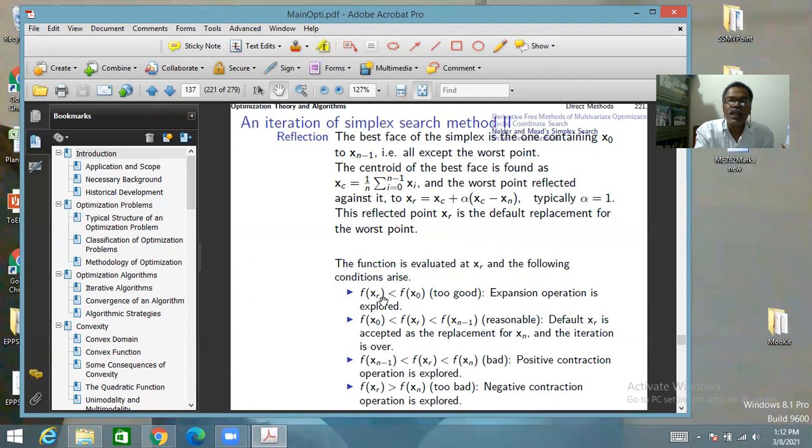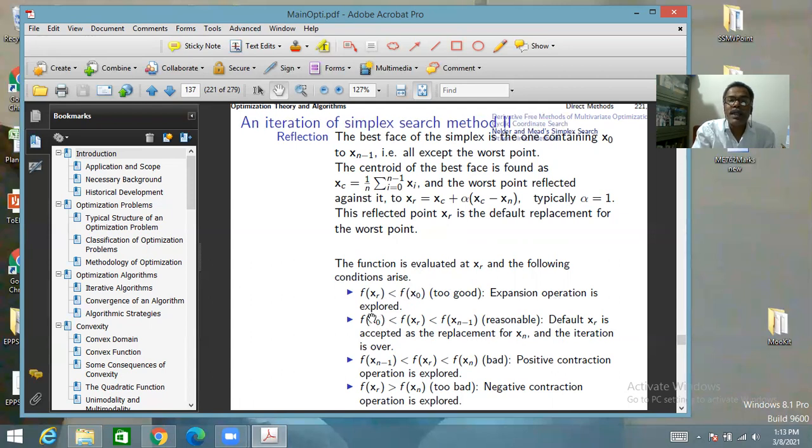If the function value is better than, that is less than, even the best point that we have, that means this direction is very good. So we'll have an expansion operation. That is not only till this point, we'll go even beyond. We'll see how. Okay.